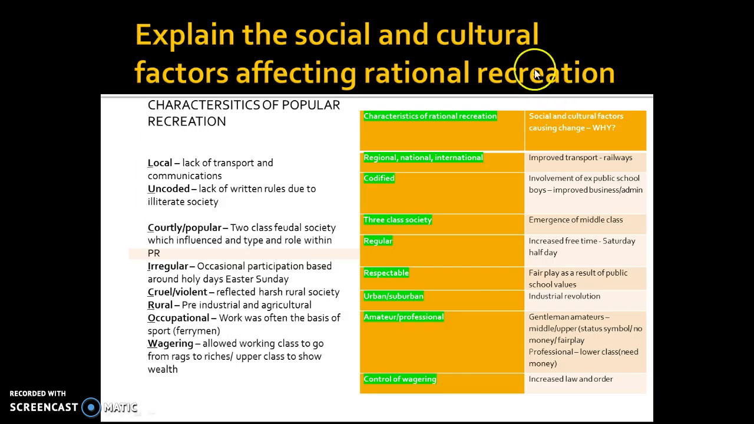So going through from that, the answer you would have, you're starting here: local, due to lack of transport or communication. However, rational recreation is regional, national and international due to improved transport, i.e. the railways. Do you see what I mean, how you're going through that? Have a look through, pick 5 that you would like to use, and that's how you're looking from that. So you pick 5: point, explain why, however, point, explain why, and the difference between pre-industrial and post-industrial, otherwise known as popular recreation and rational recreation.